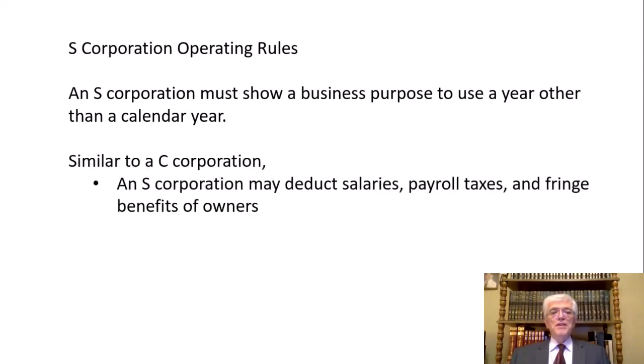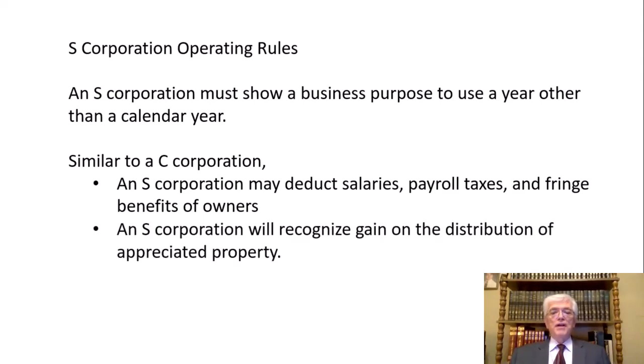Similar to a C corporation, an S corporation may deduct salaries, payroll taxes, and fringe benefits of owners. That's something a partnership cannot do. An S corporation also recognizes gain on the distribution of appreciated property, just like a C corporation. A C corporation has to pay tax on that gain.